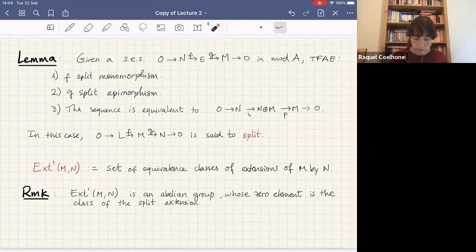This is an important space, and this is a set of equivalence classes of extensions of M by N. And we can check that we can define a sum here, and this has the structure of an abelian group. And the zero element is this split extension, so this split short exact sequence.